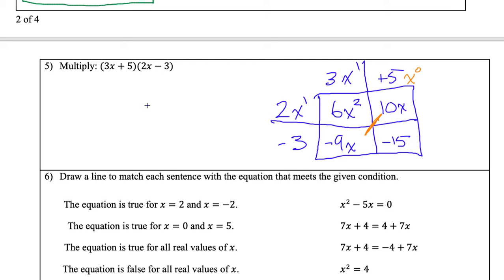I feel terrible because this is not the best explanation. It's not my best moment in teaching, but sorry, we have to go fast.